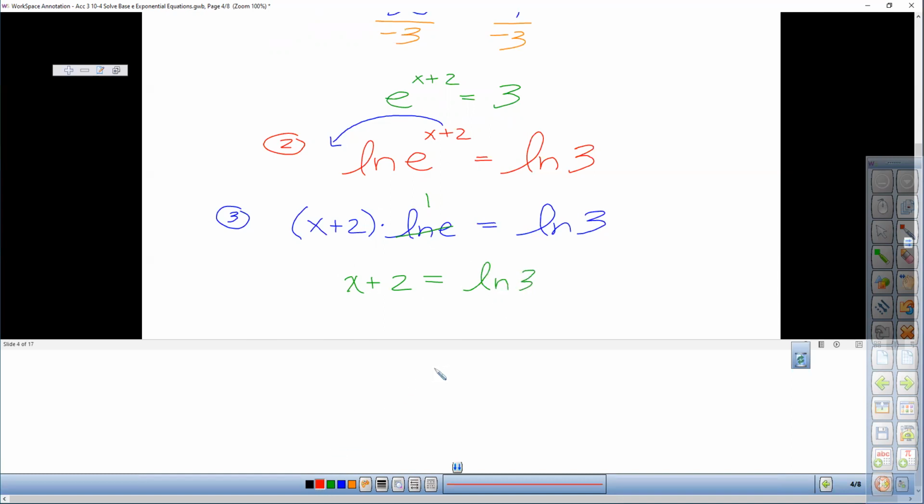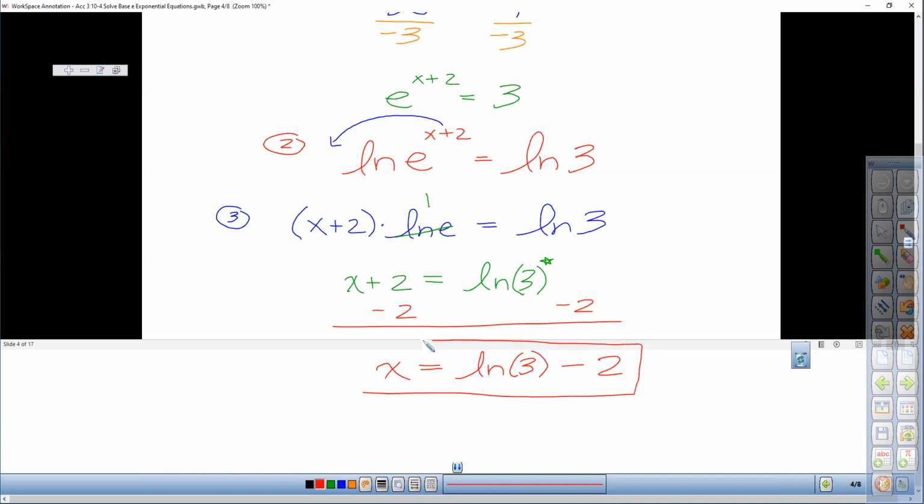Now, the next thing I need to do is undo my addition and subtract 2. It's a good idea here to put your argument in parentheses so that you don't mistakenly think that you are going to be subtracting 2 from 3, because you're not. 3 is the argument of the logarithm. You are subtracting the 2 from the logarithm. So now you have x equals the natural logarithm of 3 followed by minus 2. And this will be our exact solution.